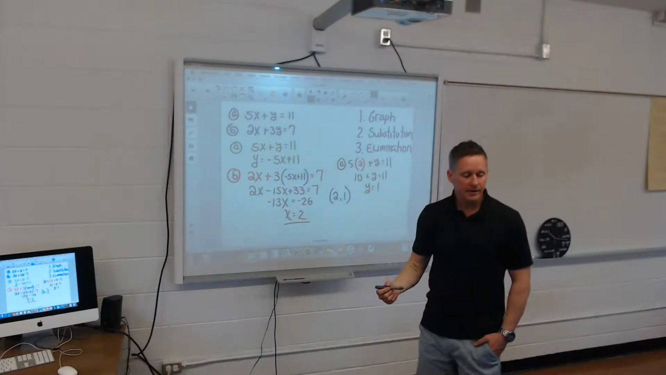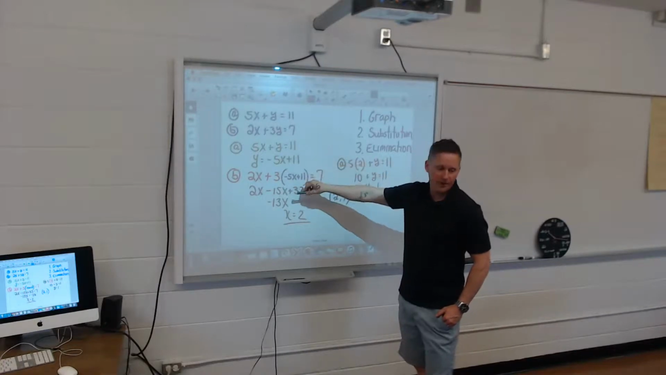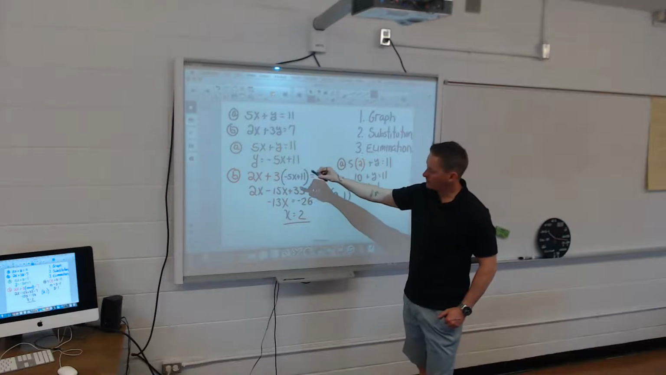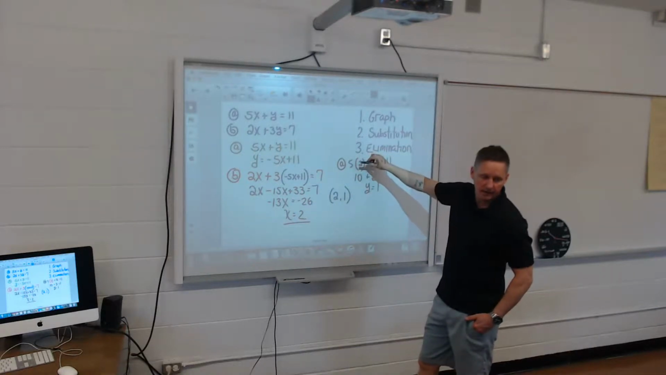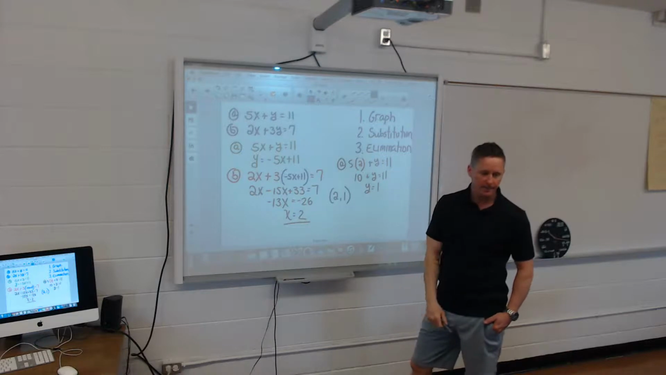So using the elimination method, I get rid of one of the two variables. I worked with x. Once I solve for the x, I substitute it in for x in one of the two equations, and then I solve for y to get my answer.